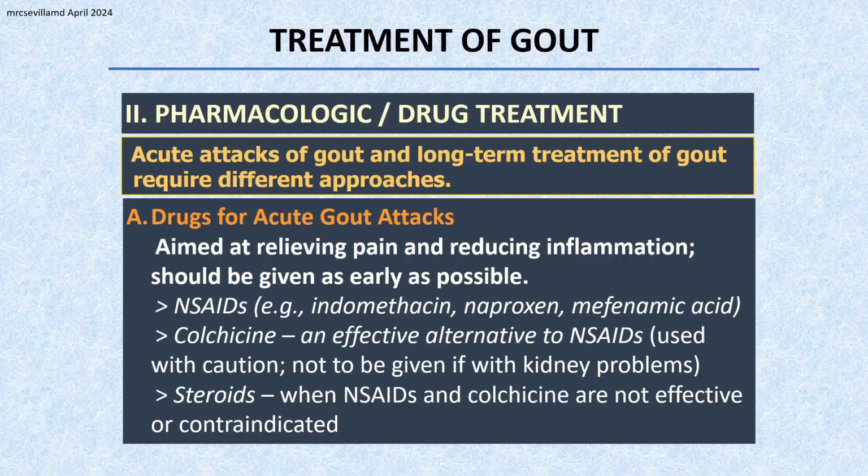Let's presume that the patient has tried his best to control his food intake, but he still gets a bad attack of gout. What will need to be done? Well, colchicine is the recommended first-line drug, but it only works against the inflammation and does not relieve the pain. So an analgesic such as mefenamic acid or naproxen may be needed. Steroids, on the other hand, are used only when NSAIDs and colchicine are not effective or are contraindicated.